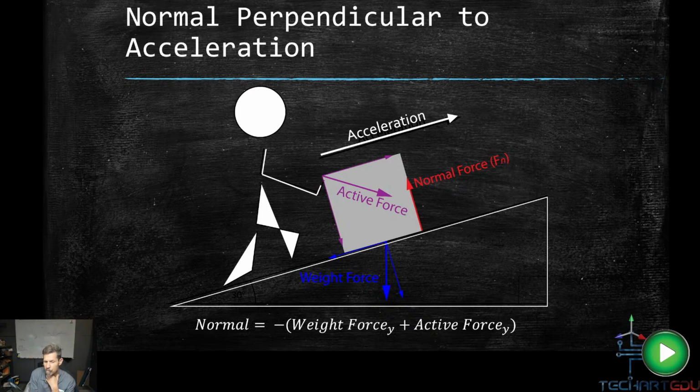Normal equals the weight force of y. No, I said y. This would be the y of the weight force, this arrow here, plus the active force of y, and notice that would be this arrow here. Notice that both of these arrows are pointing down. Therefore the normal force is the exact opposite of the combination of those two, and that's why it's going in the opposite direction.